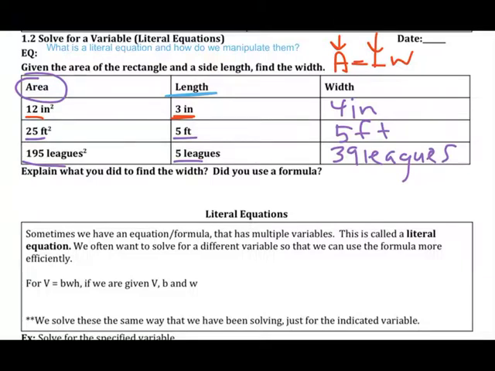So think about what you just did and answer the question below. What did you do to find the width? Did you use a formula? And if so, what did you do? So pause the video, take a minute, answer that question.